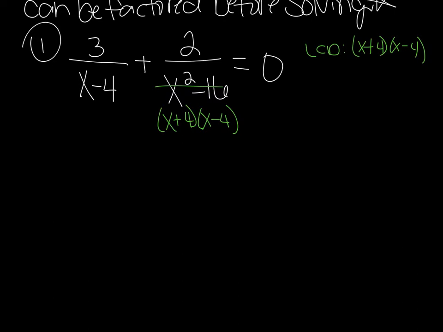Once again, before we start, we need to find any restrictions, meaning, is there any value of x that would make any of these denominators 0? 4. Okay, so x cannot be 4. Anything else? Negative 4. A negative 4, right? You have to take into account both of these factors here. So if x is 4, it would be 0. If x is negative 4, it would be 0.